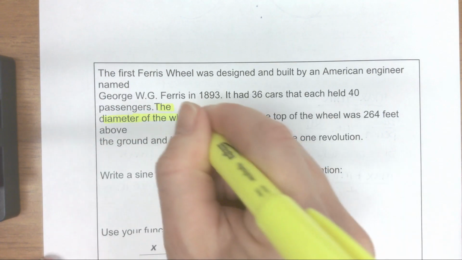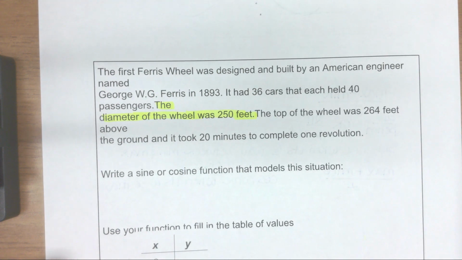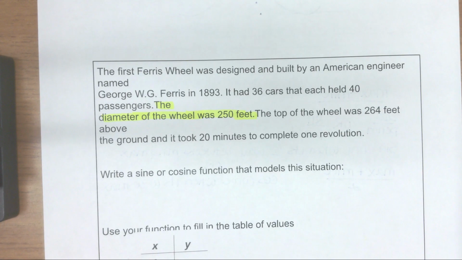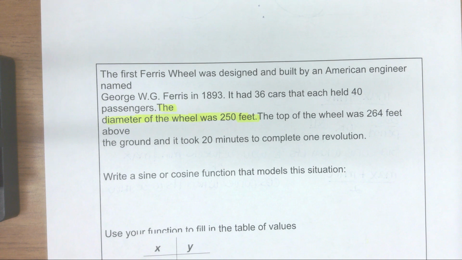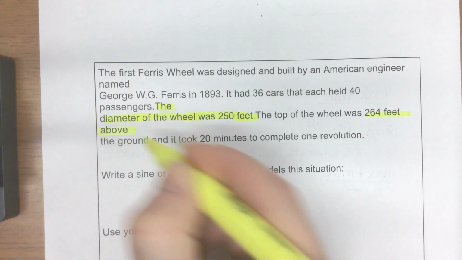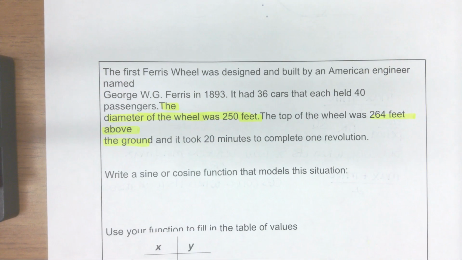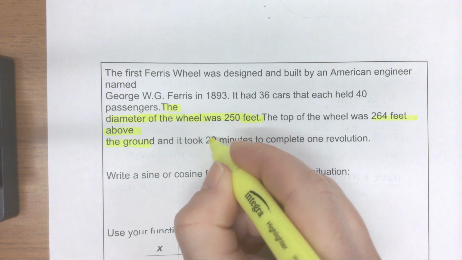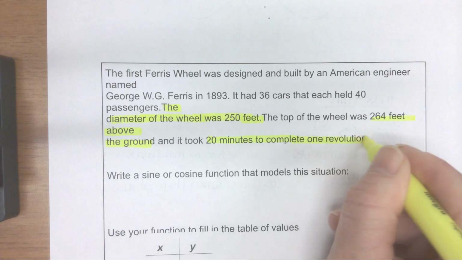The diameter of the wheel was 250 feet, okay? And the top of the wheel was 264 feet above the ground. Also, it took 20 minutes to complete one revolution. Okay.